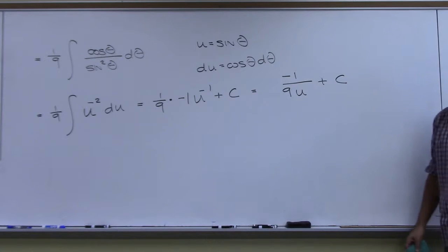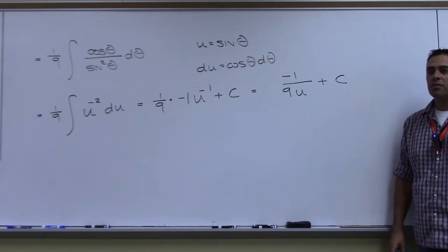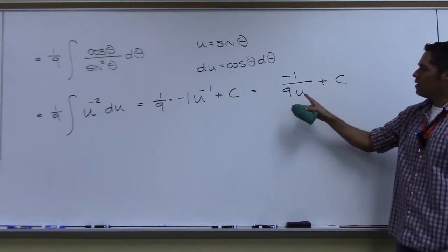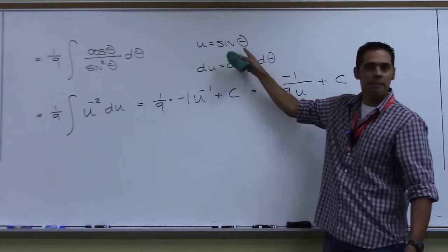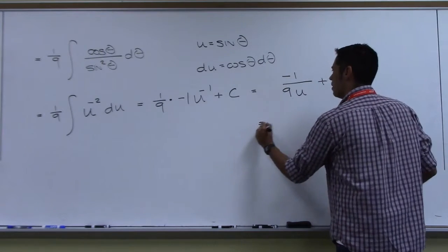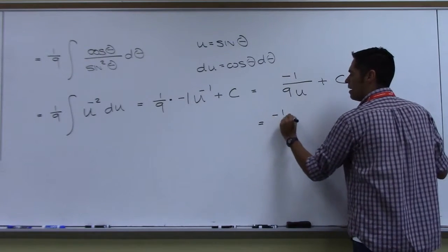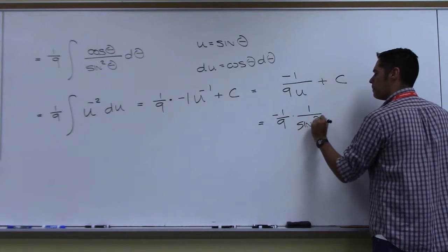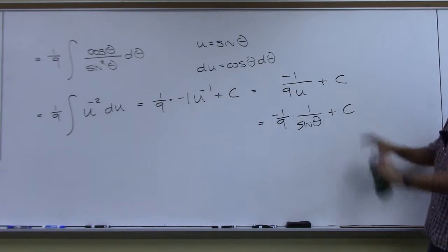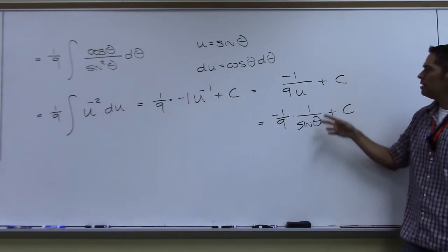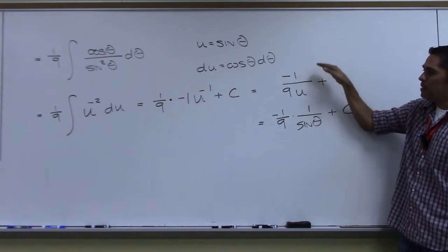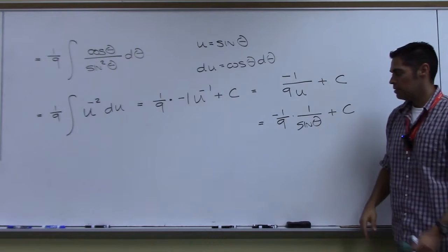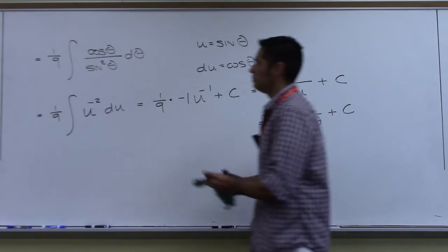I think we're there. But we have to get back in terms of x, okay? So let's first go to theta, which we already know what u is, right? U is sine theta. So this becomes negative 1/9 times 1 over sine theta plus c. I peeled it back apart because I realize now I need to substitute back. So I take the negative 1/9 out here. That left me 1 over u, and u is sine theta. What is 1 over sine theta? It's cosecant theta, isn't it?